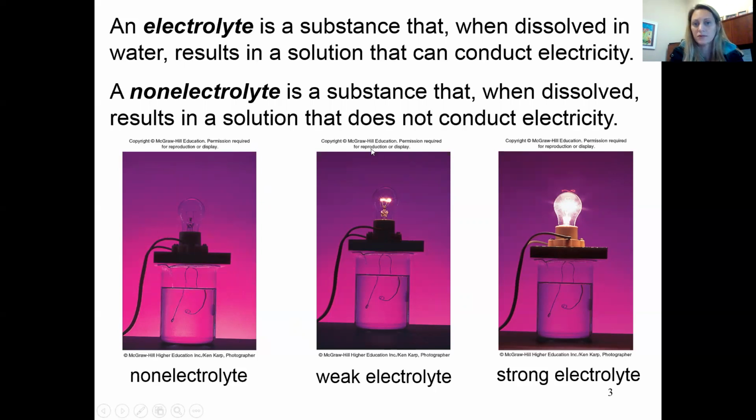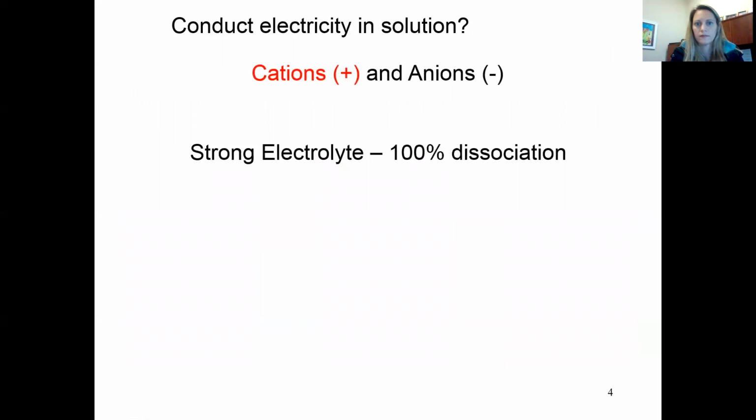A weak electrolyte would be something that would power a light bulb, but only minorly. And then we have a strong electrolyte, which obviously is conducting a really good current here and fully lighting that bulb. And again, this is the presence of positive and negative ions within that solution. So if we have a lot of positive and negative ions, or cations and anions, then normally what we see is a very strong electrolyte.